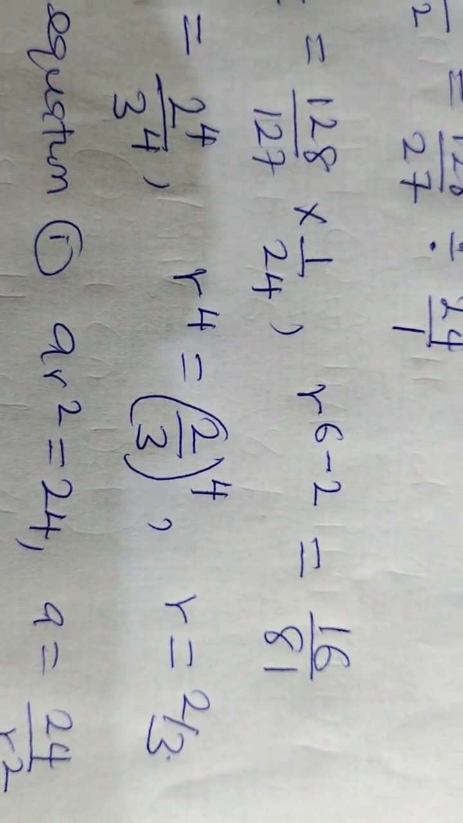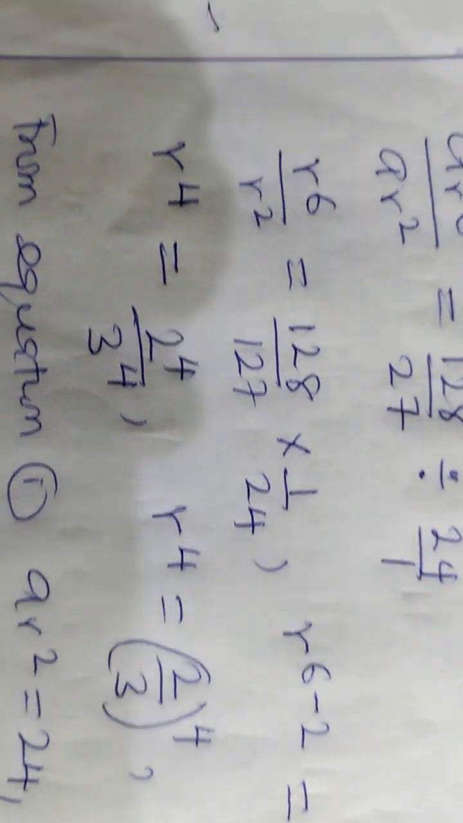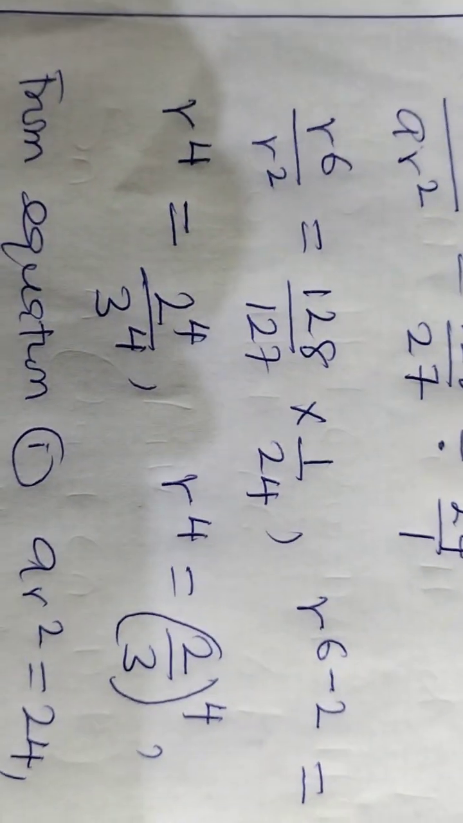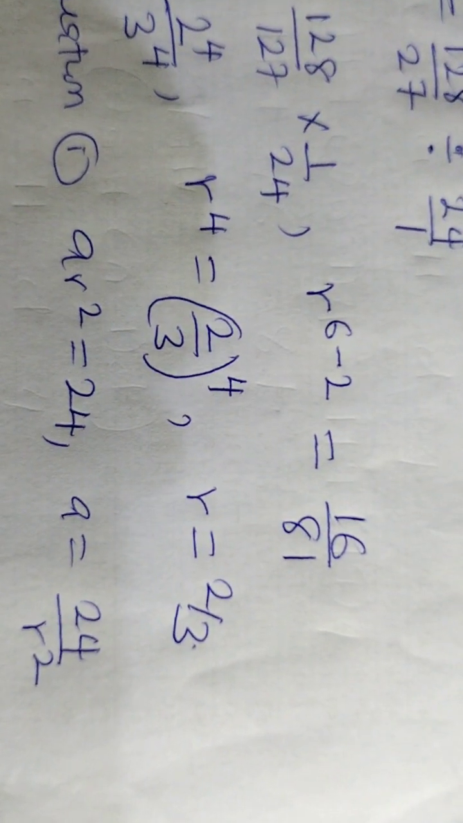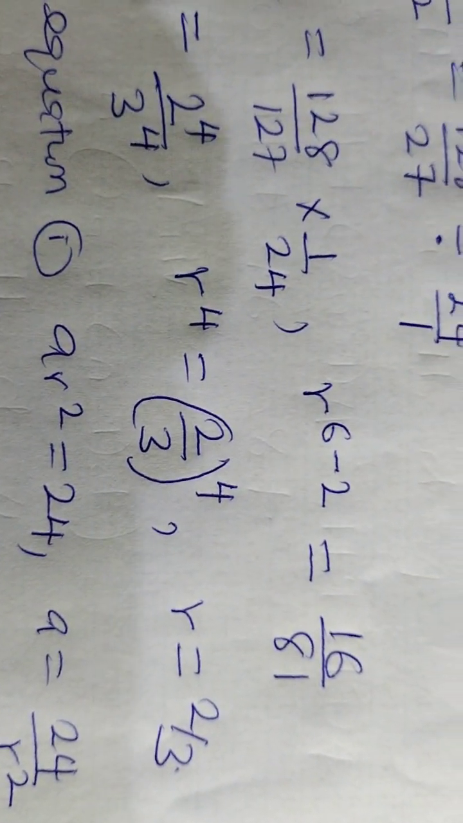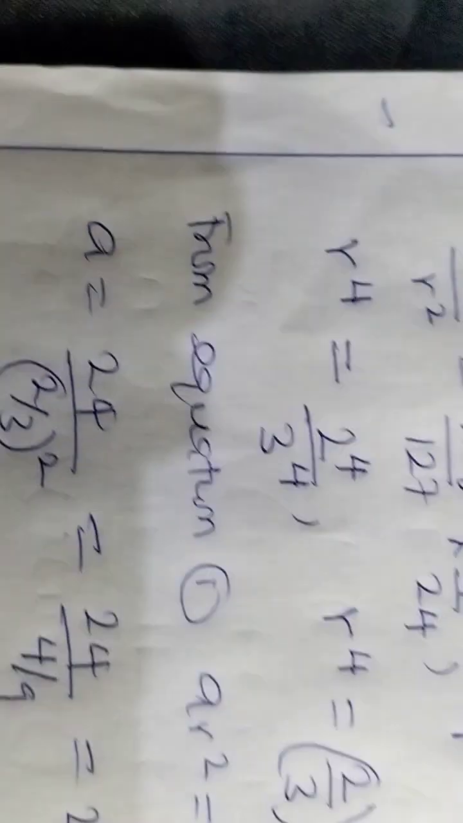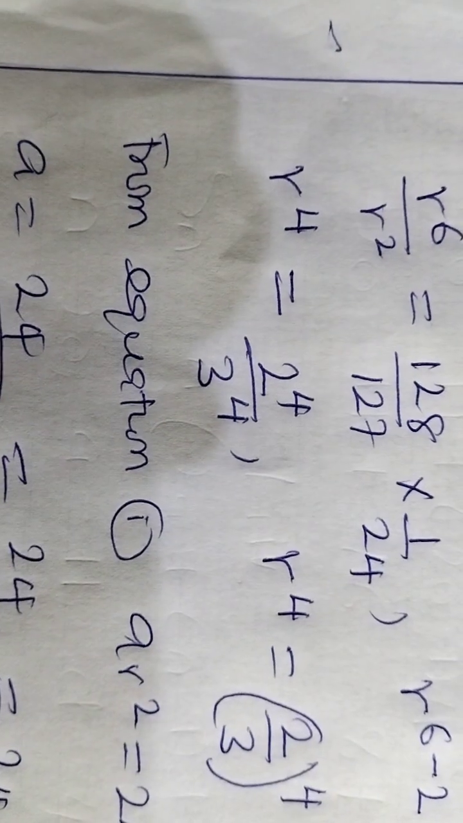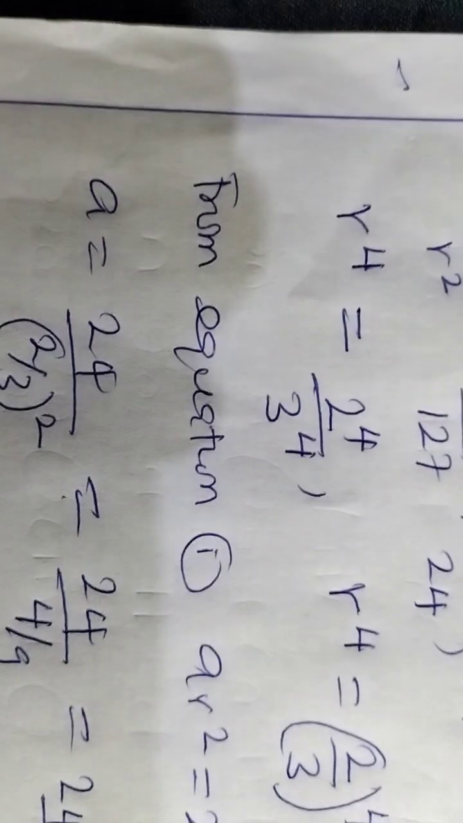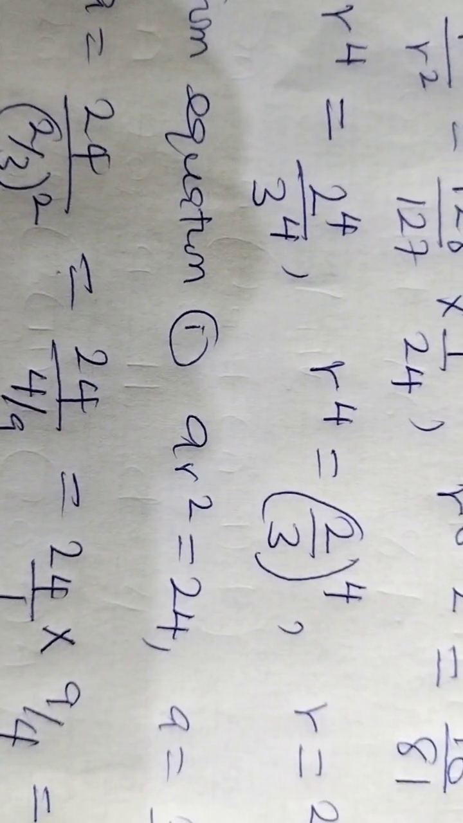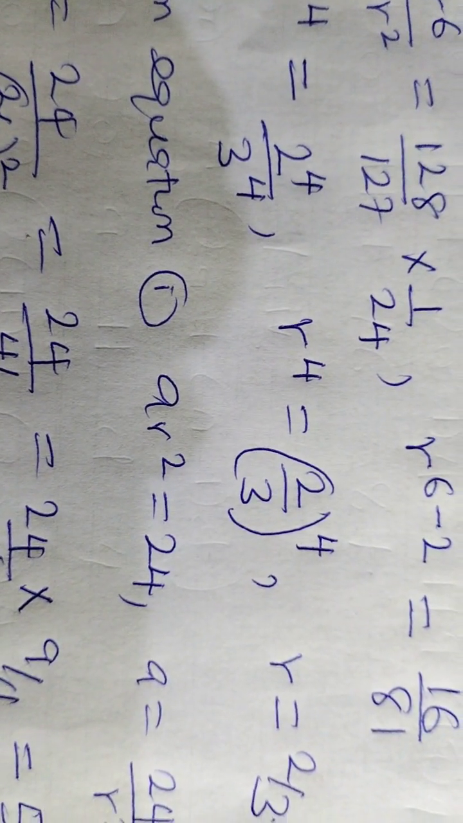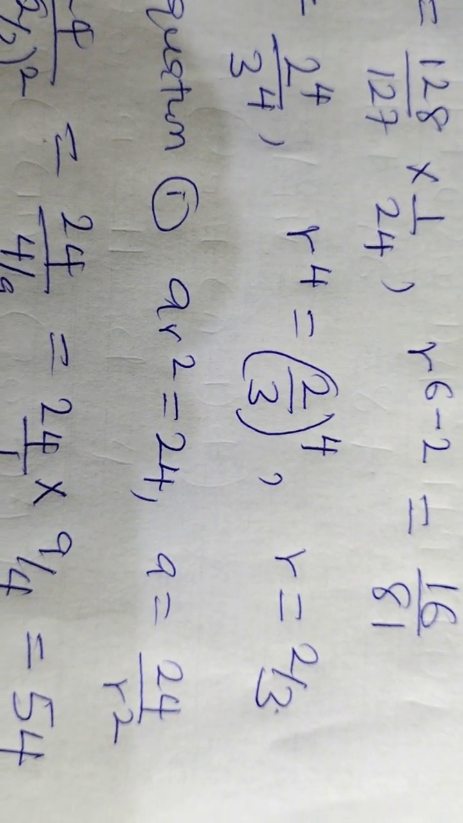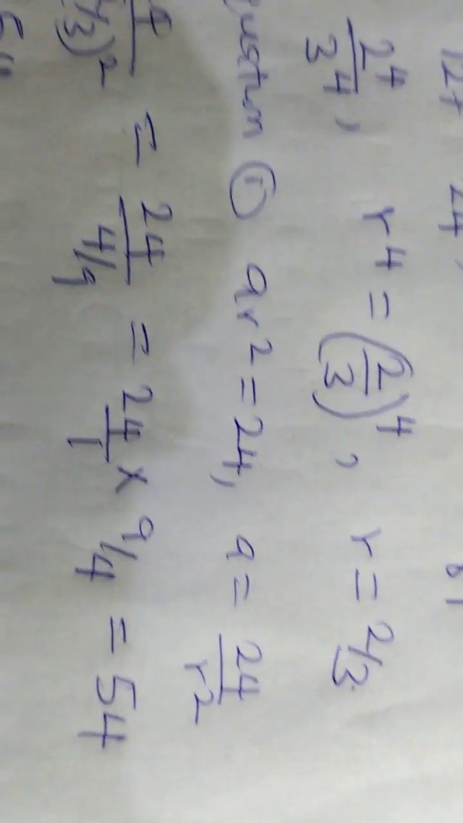We now have R^(6-2), obeying the law of indices, taking 2 up. R raised to power 6 minus 2 is equal to, when we simplify this by division, 16 over 81. Then 6 minus 2 gives us 4, so R raised to power 4. Then 16 is 2 raised to power 4, and 81 is 3 raised to power 4. That is the same as saying R^4 equals (2/3)^4. Then equating terms, R becomes equal to 2 over 3.